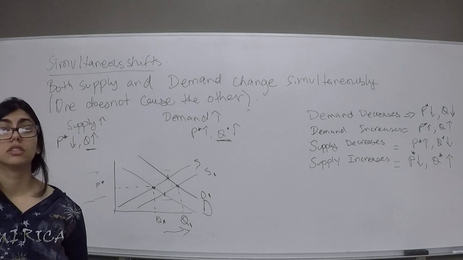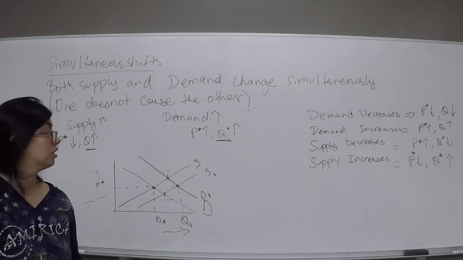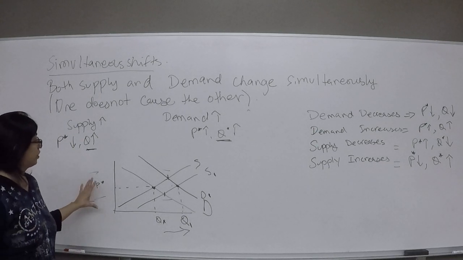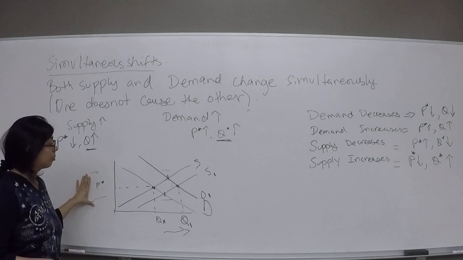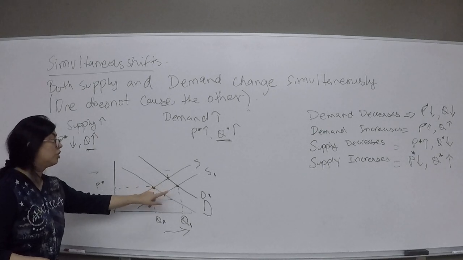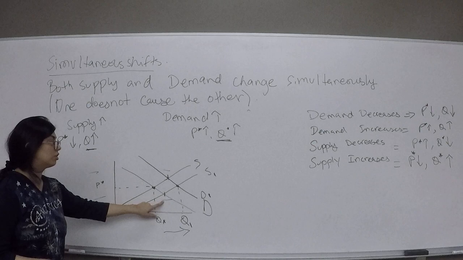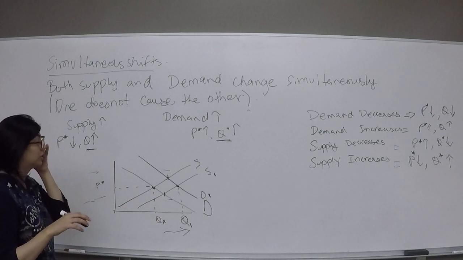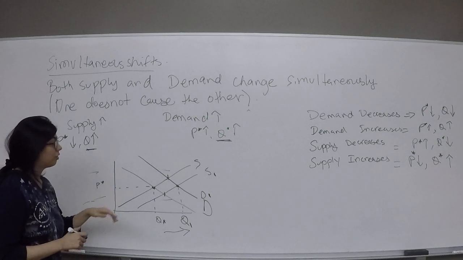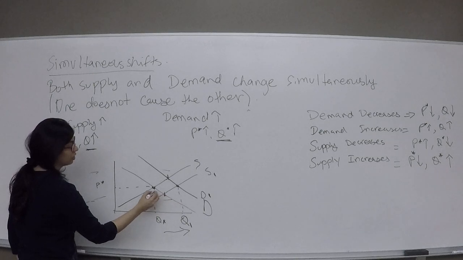Yes? For the graph, on the graph, the price equilibrium, does it stay the same? No, price will not stay the same. Well, it could stay the same too. It could stay the same, or it could go up, or it could go down. Oh, okay. That's a good point, actually. So there are many options for it. We don't know. It could go up, it could go down, it could stay the same too.